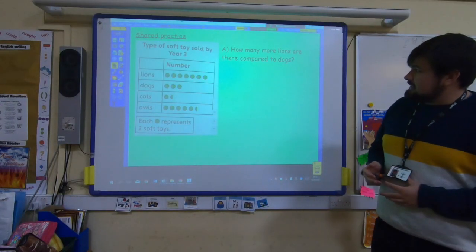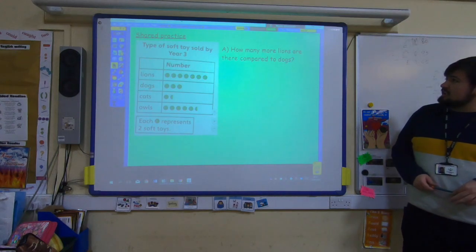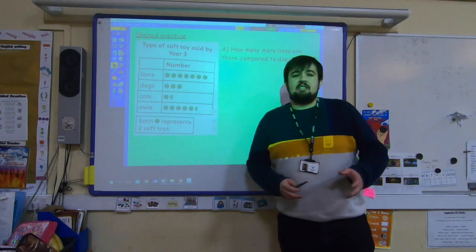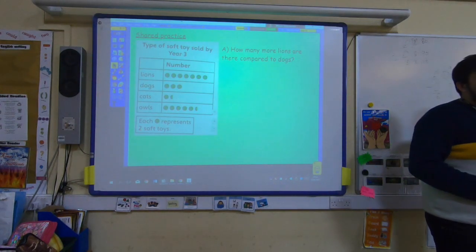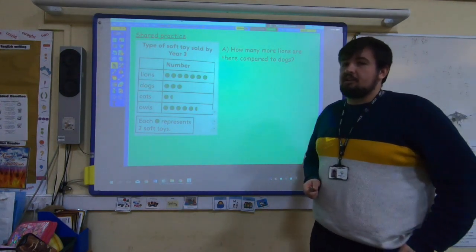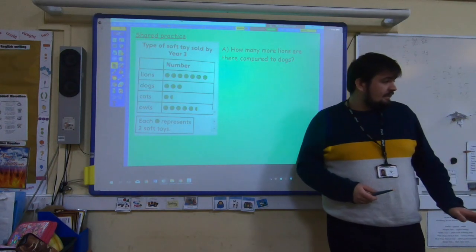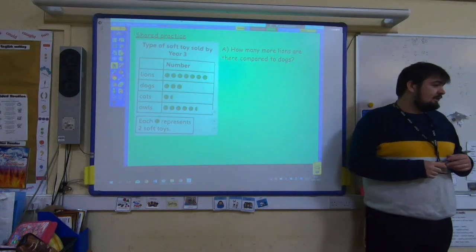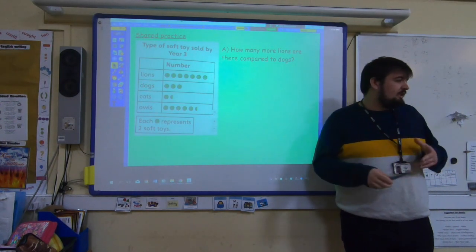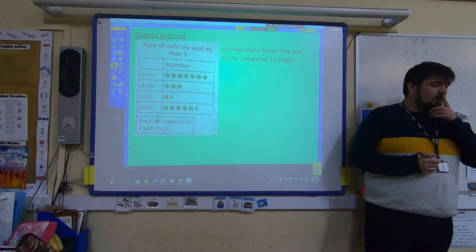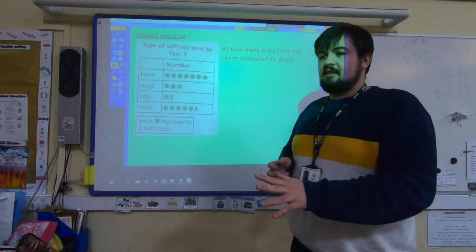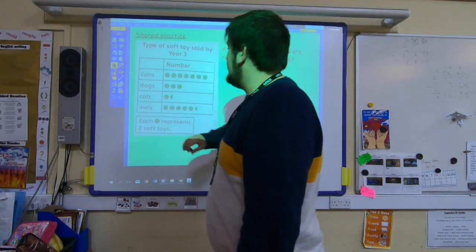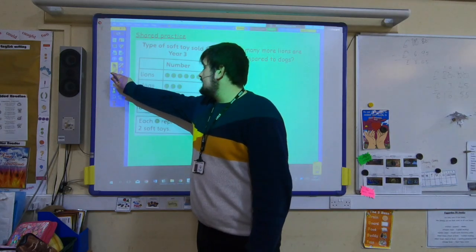So let's go through that first question then. How many more lions are there compared to dogs? Well, in that question, what's the clue to tell me what operation I need to use? Ellie Mae? What word is the clue? Compared. When we see compared, what do we usually need to do? Not add. Daisy? We need to subtract. Good stuff. When we see that compared, it's mainly we need to focus on taking away, subtracting.